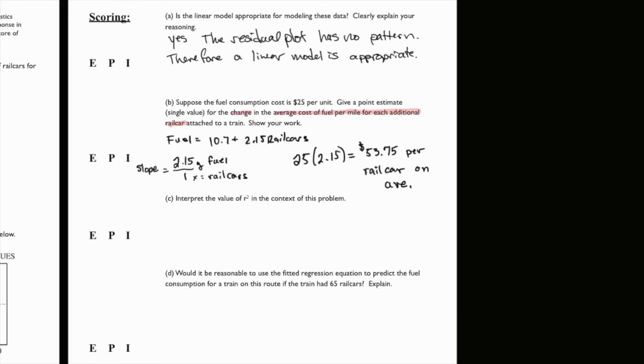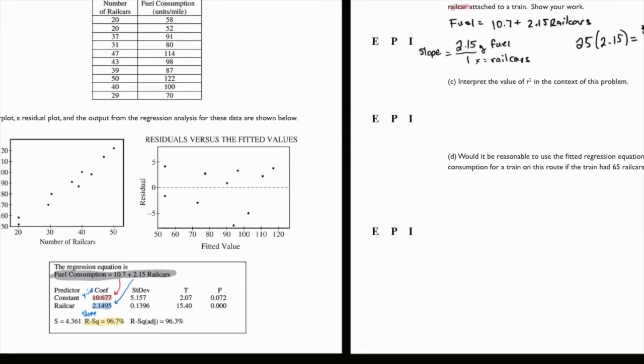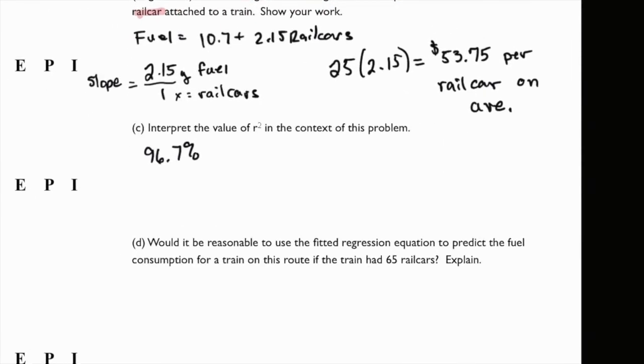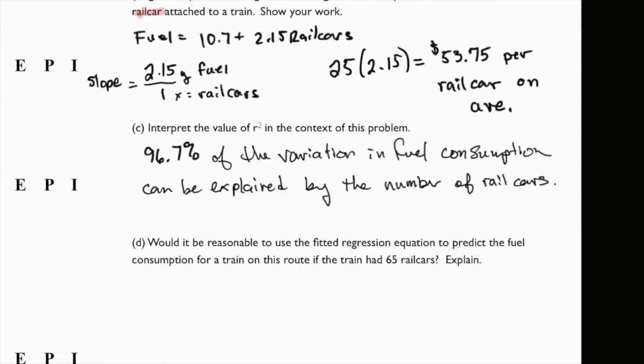Okay? Next part, this is probably the easiest part of the whole thing. It says interpret the value of r squared in the context of this problem. We have r squared, that is 96.7%. And if you remember our little script, we can go right into that. We would say 96.7% of the variation in the fuel consumption can be explained by the number of rail cars. Okay, don't need to do a whole lot of extra there.